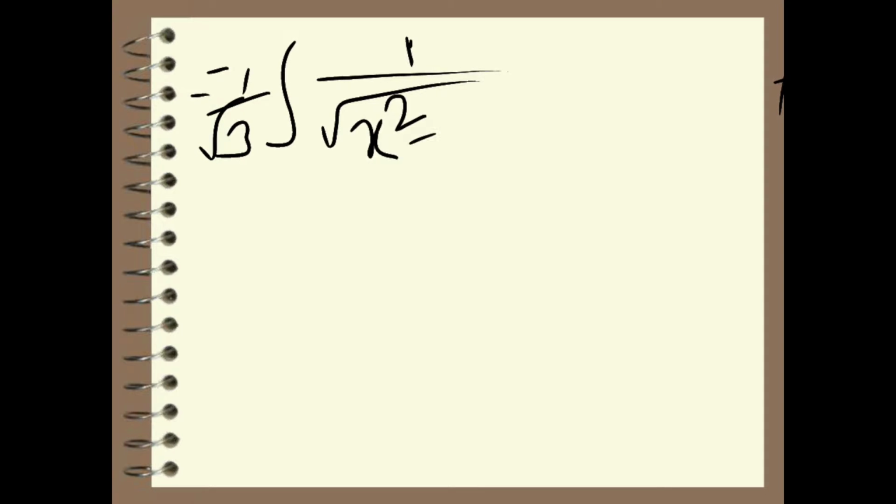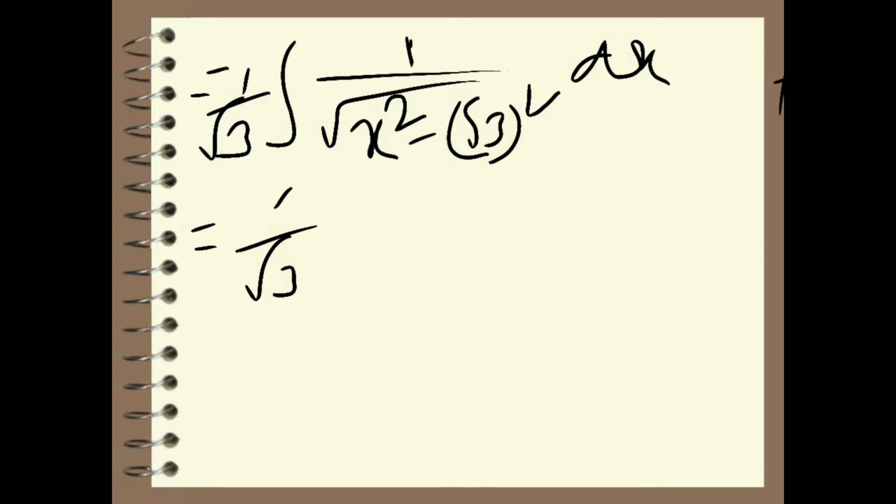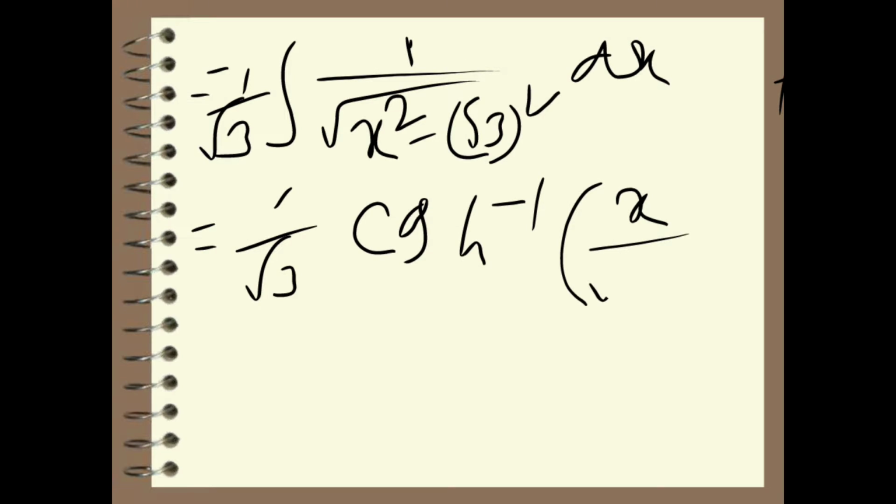So that is equal to integral 1 by root 3 times 1 by root of x square minus root 3 whole square into dx. So 1 by root 3, clearly the formula for this is cos h inverse, cos h inverse x by root 3 plus c. Okay, is it clear this problem? Right, done.